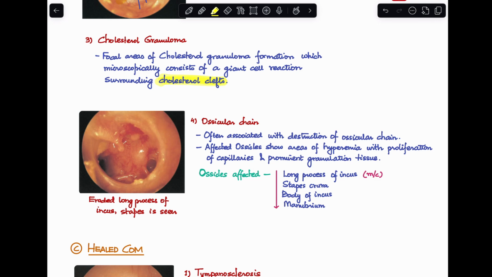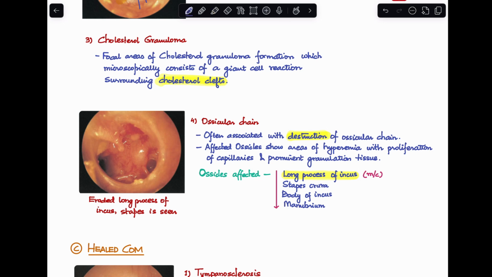Next is the ossicular chain. It is very important to check the status of the ossicular chain whenever there is a perforation. You check the middle ear for the status of the ossicular chain, because this disease is often associated with some destruction of the ossicular chain. Affected ossicles will show an area of hyperemia with proliferation of capillaries and prominent granulation tissue. Now, this brings in a question: what is the most common ossicle or part of ossicle involved in ossicular chain necrosis or destruction in chronic otitis media? The most common one is the long process of the incus, and following in decreasing order of frequency, next is the stapes crura, next is the body of the incus, and then the manubrium of the malleus.